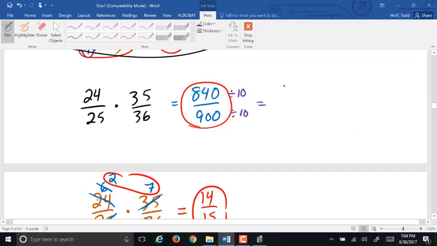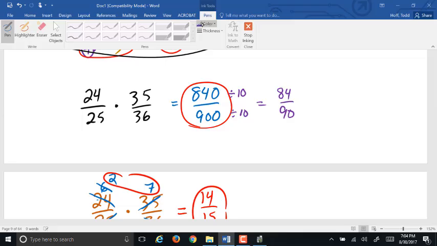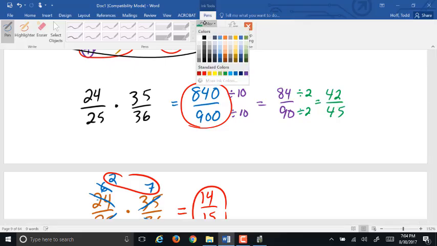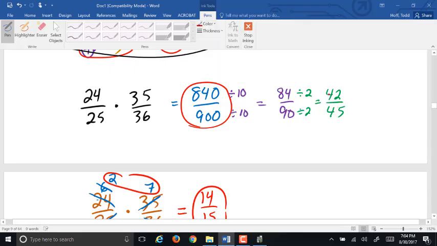What's 840 divided by 10? 84. What's 900 divided by 10? 90. Now you might be looking at that still and think, well, they're both even, so that means I can divide them both by 2. 84 divided by 2? 42. 90 divided by 2? 45. Now it gets a little trickier here. But they both divide by 3.